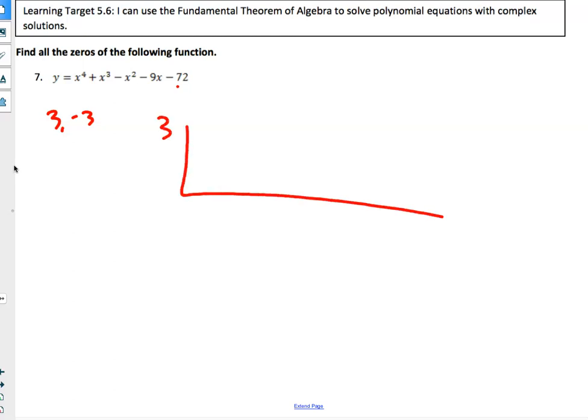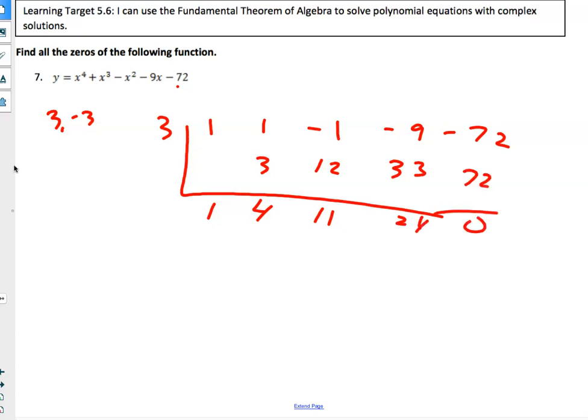I'm going to start with 3. I need to have 5 numbers on the inside because it's x to the fourth. There are 5 terms, so I don't have to add anything in there. Better be 0 at the end. If not, I made a mistake and I need to locate it. Multiply, add, multiply, add, multiply, add, multiply. Put 0 at the end. I want to get down to a quadratic. This is a cubic. Because it started as a quartic. So I'm at a cubic, so I got to go again.